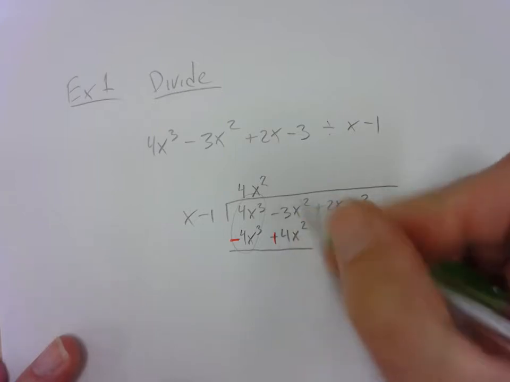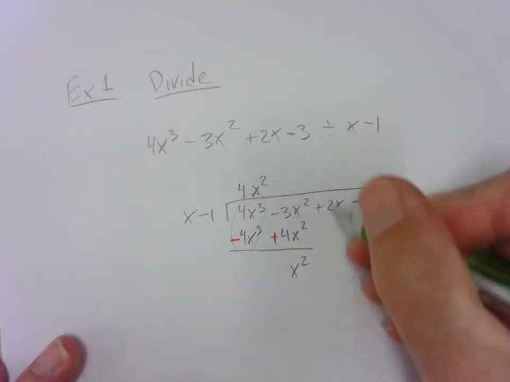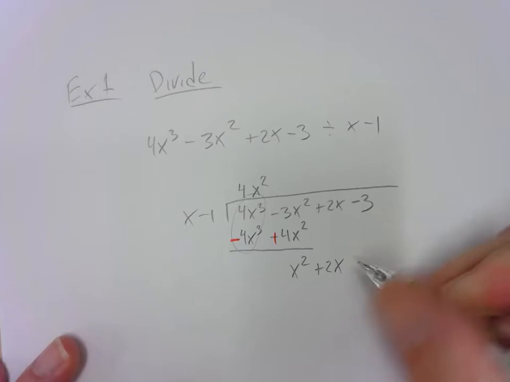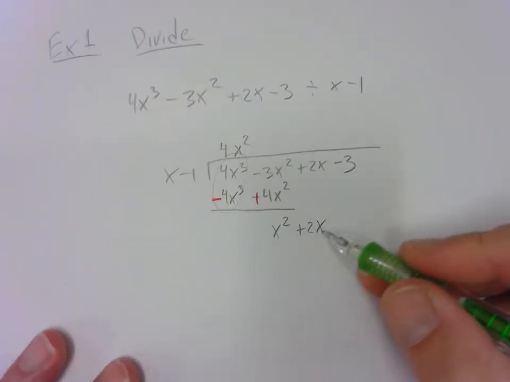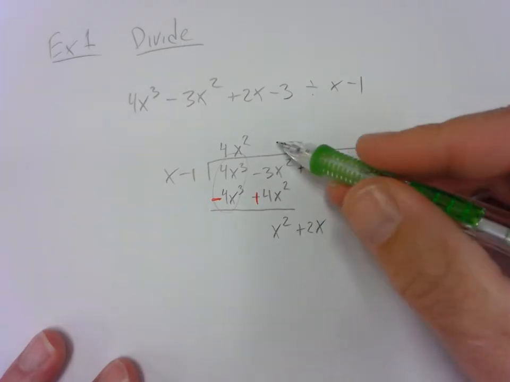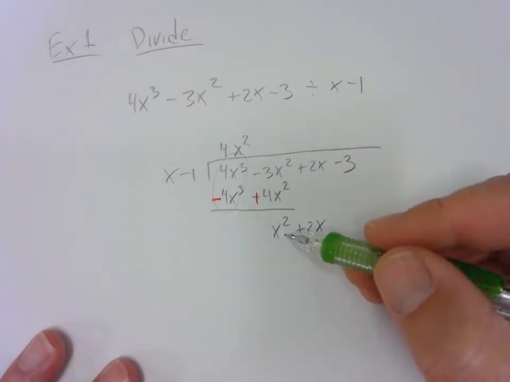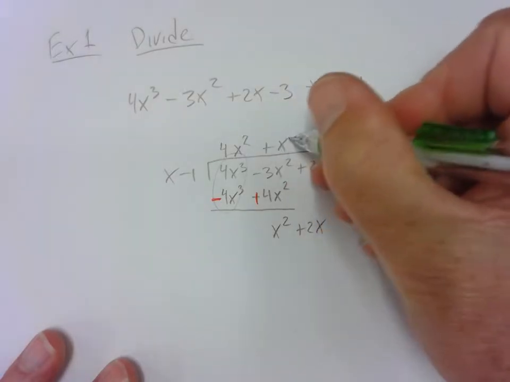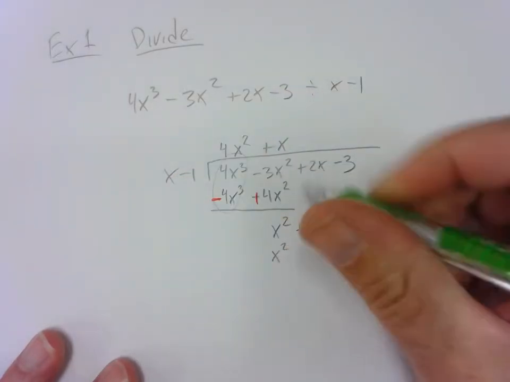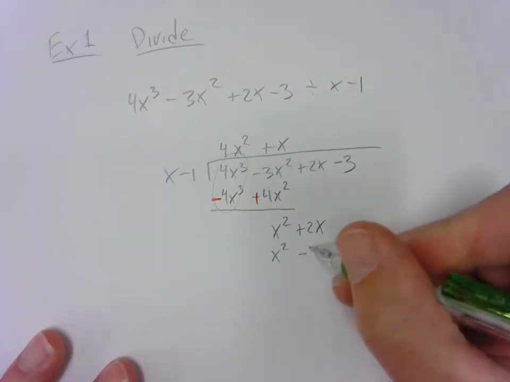This is what's left over, x squared. Drop down the 2x. Now I have to get rid of this. It's like chopping the head off of the snake every time. This is the snake. Got to get rid of it. So something times x makes x squared. Well, that's pretty easy. It's going to be just plain old x. X times x is x squared. X times the negative 1 is negative 1x.